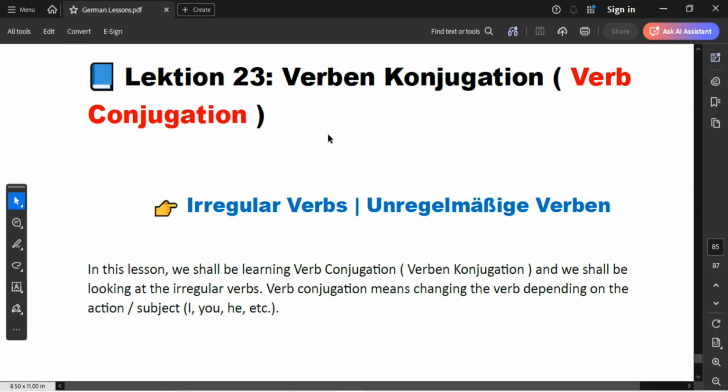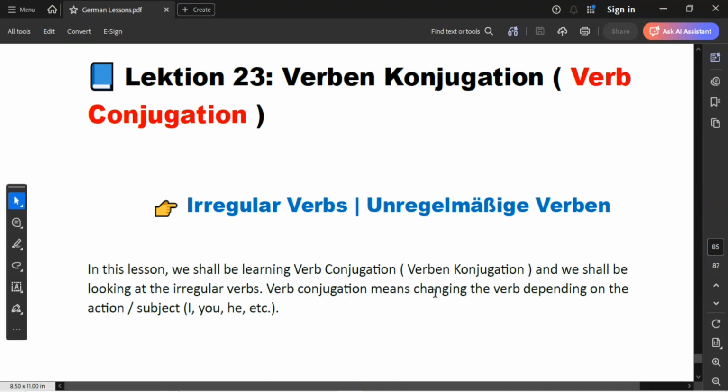Hallo zusammen, willkommen zur heutigen Lektion. Today we shall be looking at Lektion 23, whereby we shall still be looking at verb conjugation in English, and today we shall be looking at irregular verbs, that is Unregelmäßige Verben. In this lesson we shall be learning verb conjugation, looking at the irregular verbs and the definition of verb conjugation.